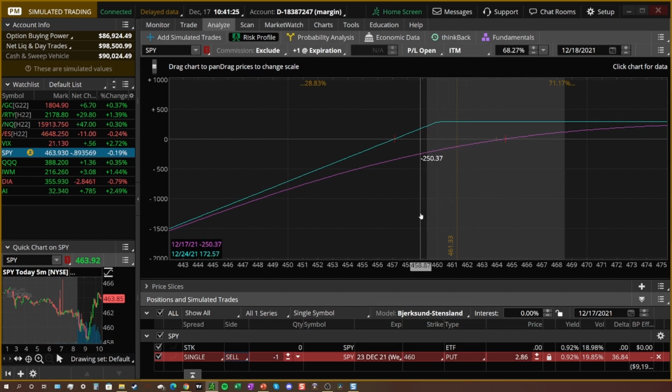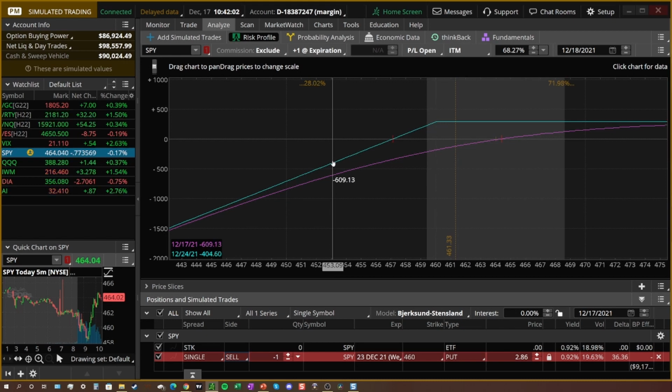But that is how you use risk profiles to better understand what your option is expected to do at a given point in time, or the value of your option at a particular price level. Because if your option here went down to 451, well, you'd be losing roughly $767, roughly 770 or something like that. So understanding your risk profiles will really help.